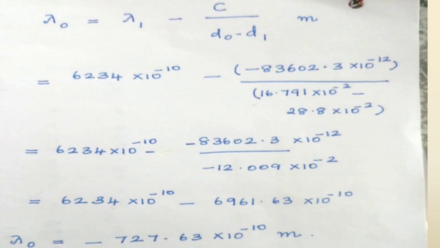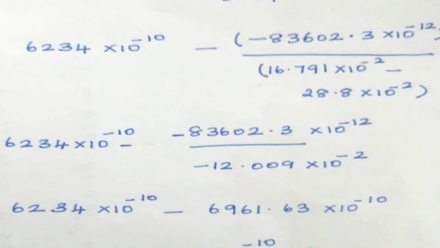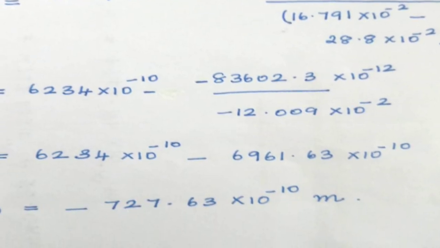So this 10 power minus 2 and the 10 power minus 12 there will get cancelled and will give you 10 power minus 10. The minus in the numerator and the minus in the denominator will get cancelled. So dividing this, you get 6234 into 10 power minus 7 minus 6961.63 into 10 power minus 10.